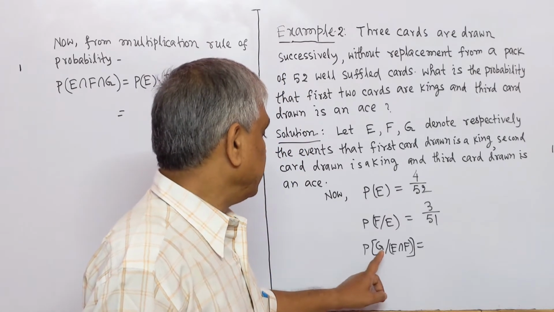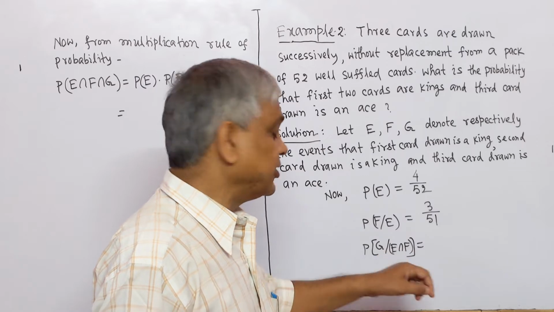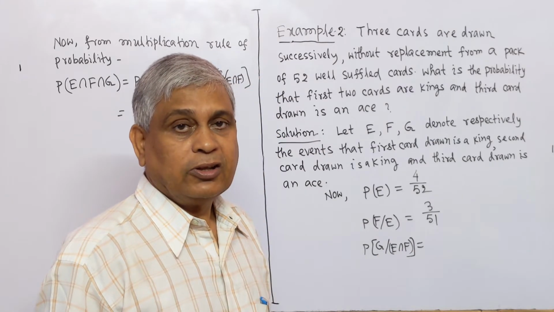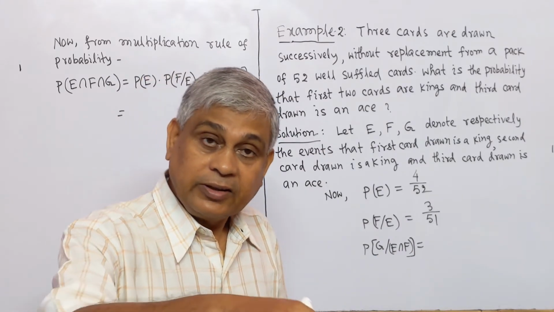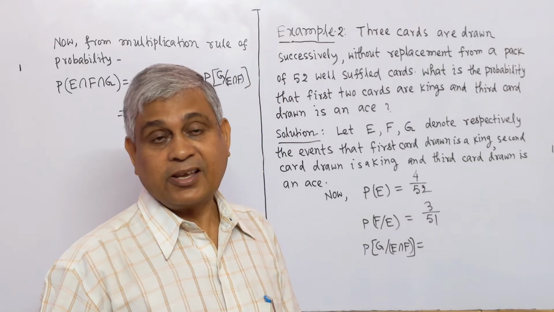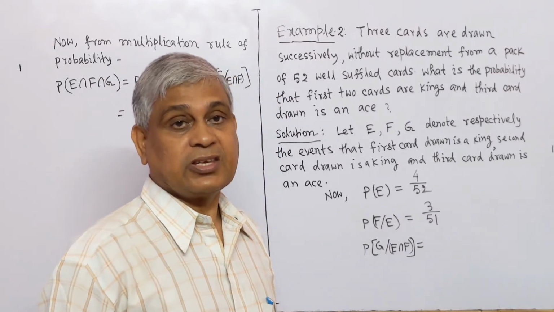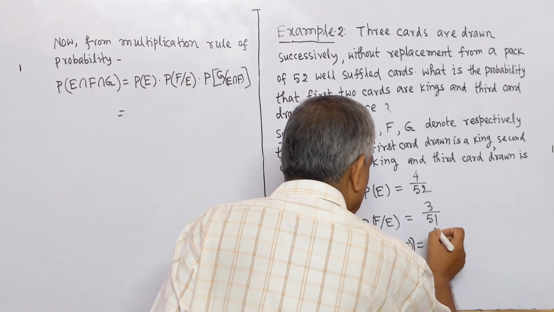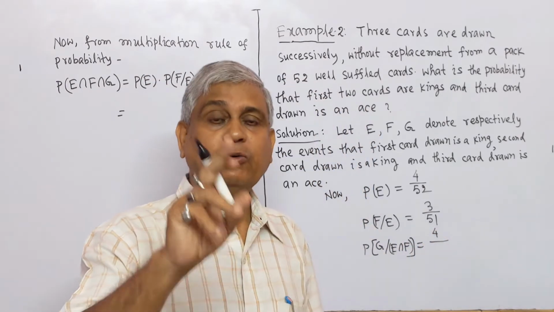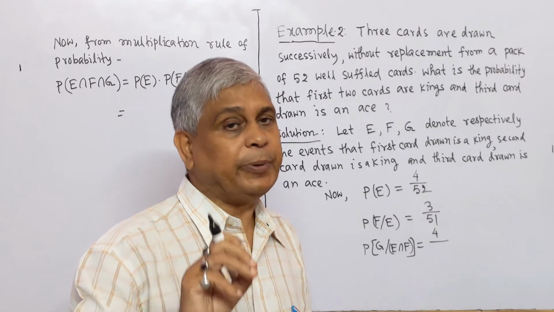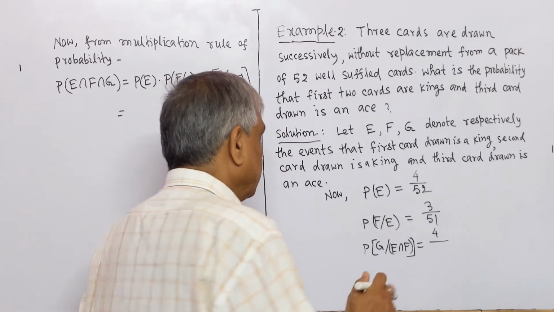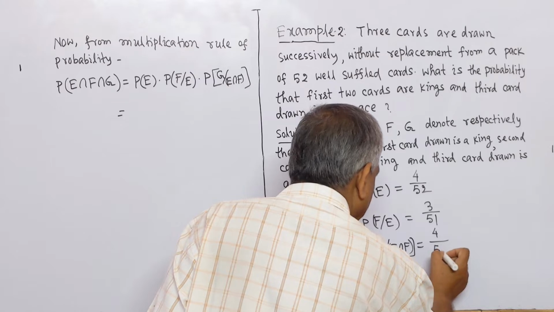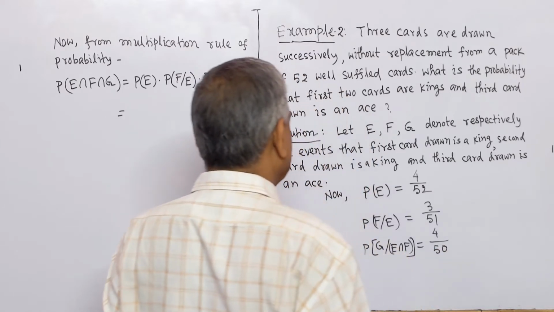So the probability of G under this condition, G is the drawn card is an S. Number of S's in the pack is 4, but now total number of remaining cards will be 50. So the probability will be 4/50.